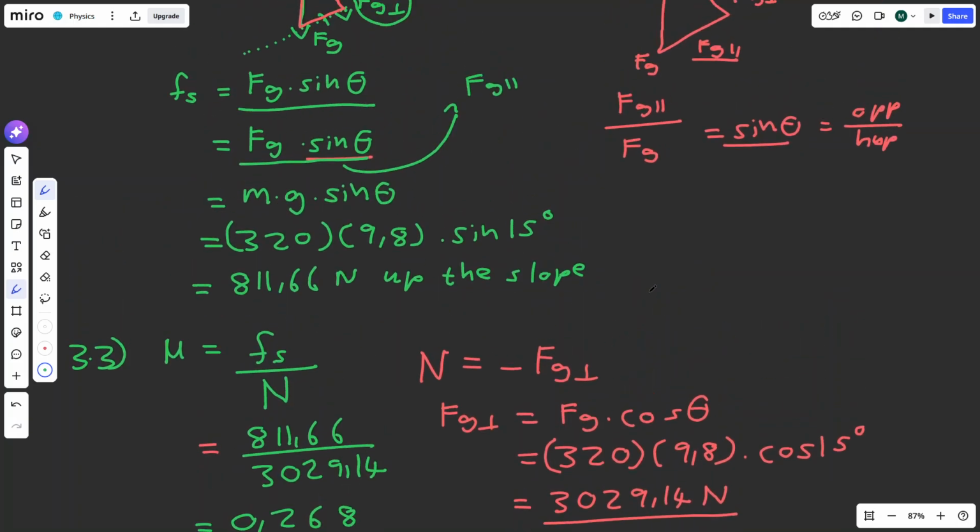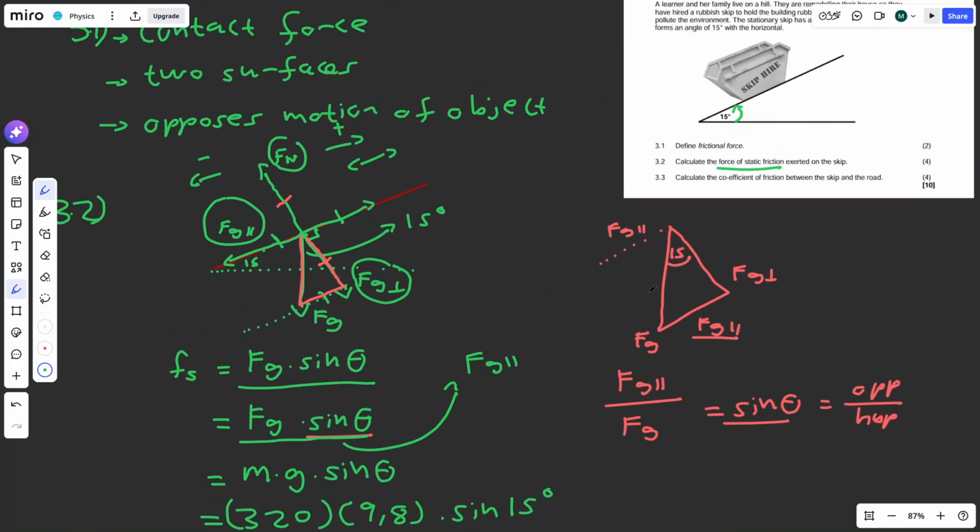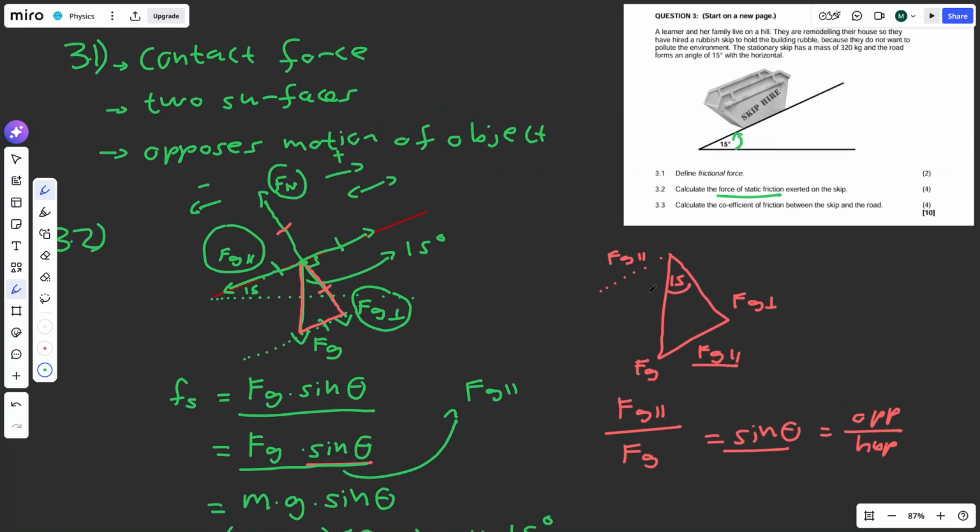So now let us quickly reiterate what we went through. In this video, we covered defining frictional force, which is a contact force acting between two surfaces, so it opposes motion. And in the next question, we calculated the force of static friction, which is acting on the object. And note that this only applies to cases where the object is not moving. And then lastly, we calculated the coefficient of friction between the skip and the road.